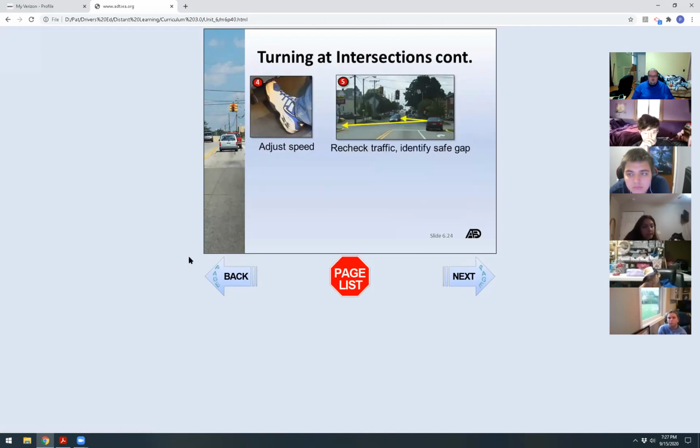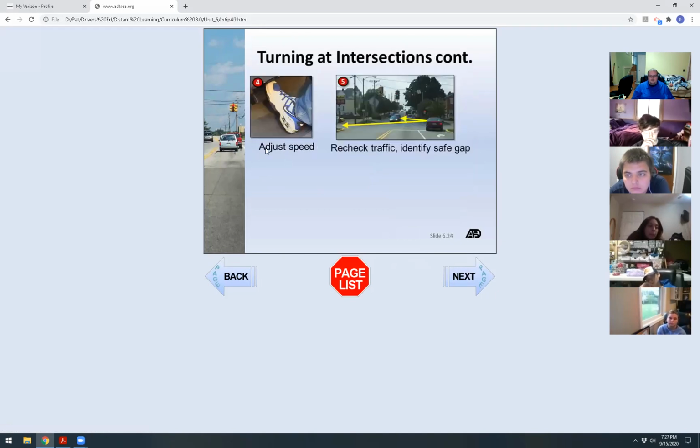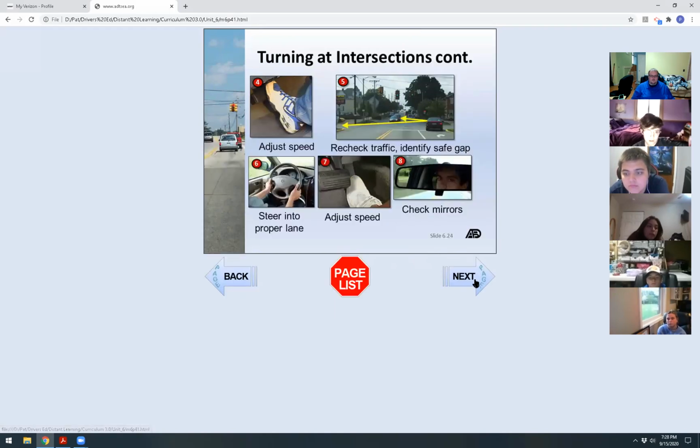So, we left off with steering into the proper lane, adjust your speed as necessary. And then they say check traffic again. Obviously, someone could still be coming from behind you. You would see this in your mirrors. And again, all the same steps. Steering, gas and brakes, check your mirrors. I don't have to repeat these every time. This is just what driving is, right? We're using our pedals, we're using the wheels, we're using our eyes.